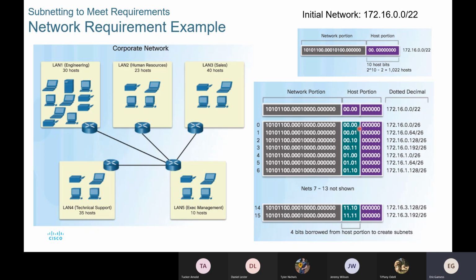Okay? So the initial mask was a /22. Since I borrow 4 bits, what will be the subnet mask of all the subnets? So 22 plus the 4 that I borrowed becomes a /26. So all the subnets are going to be /26. If I compute the magic number of /26, how do I compute the magic number?